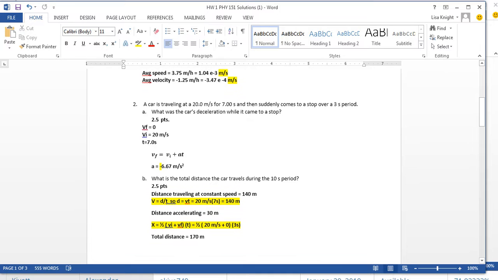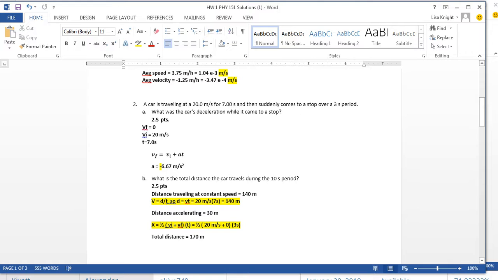In number 2, you were slowing down. So remember that if you slow down, you should be getting a negative acceleration. If you did not get a negative acceleration, then I took off a point for that. So let's talk about this problem because this was probably the most conceptually hard problem on the problem set.